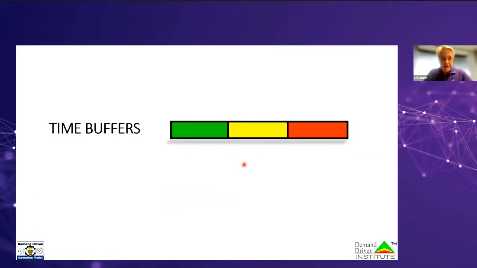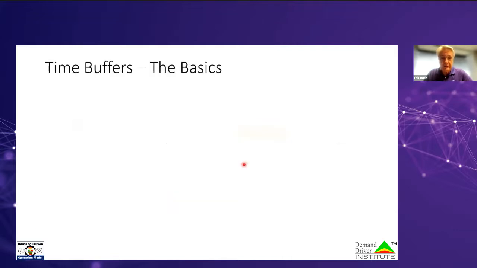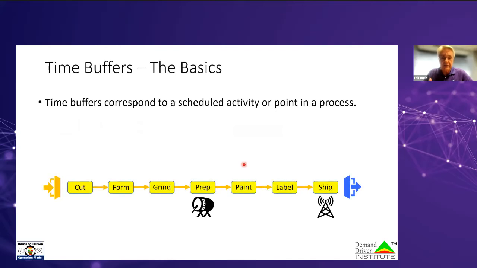Time buffers, though, this is really important because it's about how we're going to protect ourselves. Again, the drum resource is limiting the pace of output of the entire process, right? So they're dealing with whatever variation we're going to have.